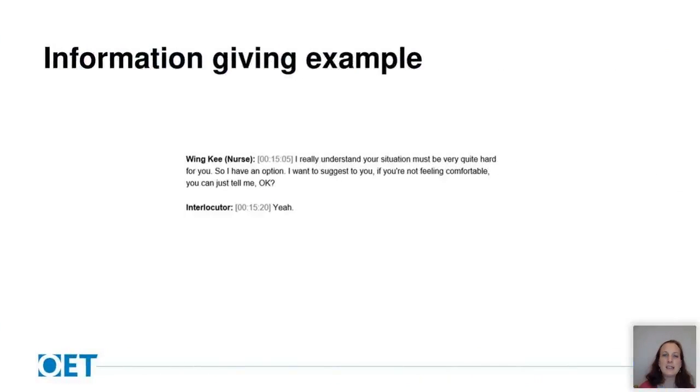So here's a nice example from one of the nurses who gives the person permission to stop if they are uncomfortable or dislike their suggestion. So it allows the carer to feel safe to share their concerns if they have them.